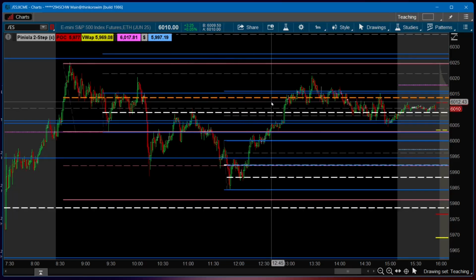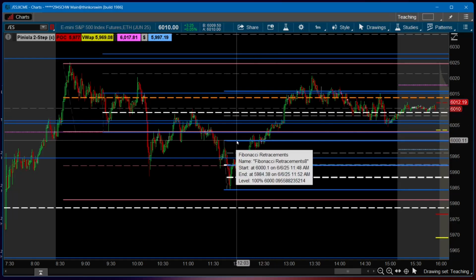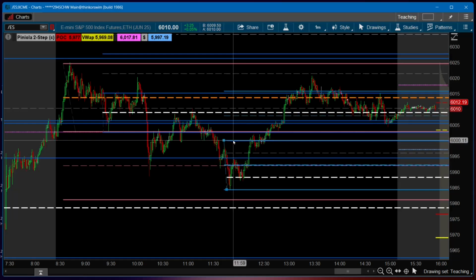So there are multiple algorithms that are in play at any one time. I don't expect one major entity to be able to control the entire market, but a lot of times I find that they are playing together.